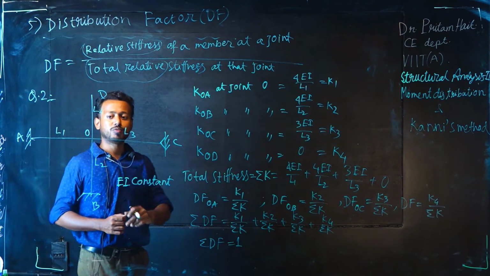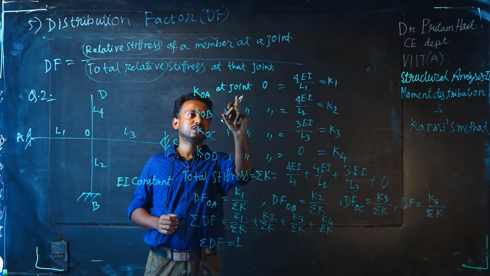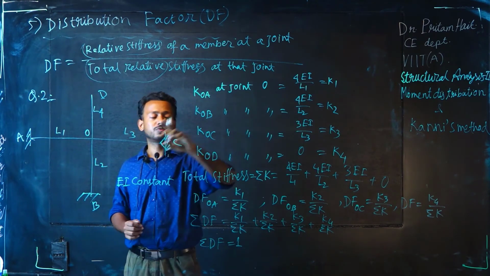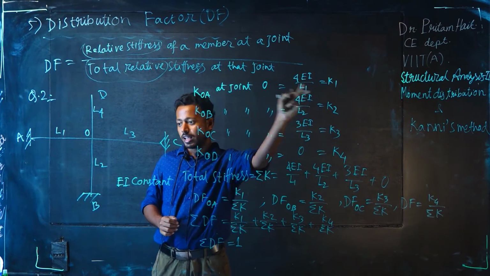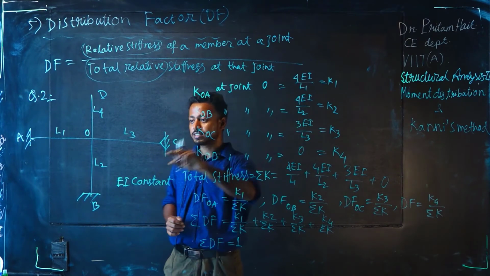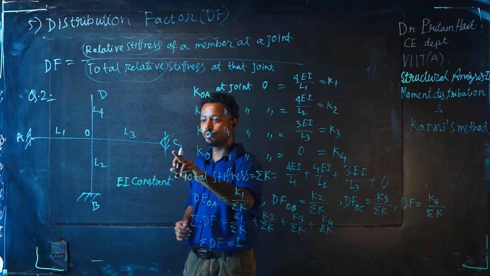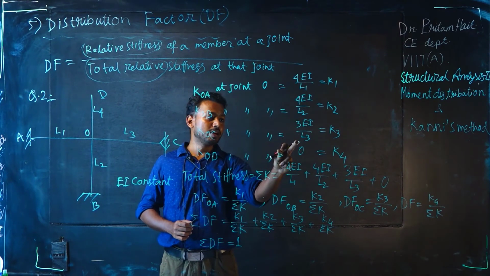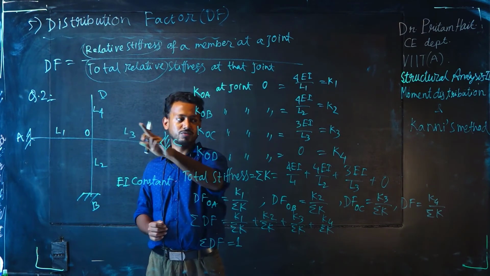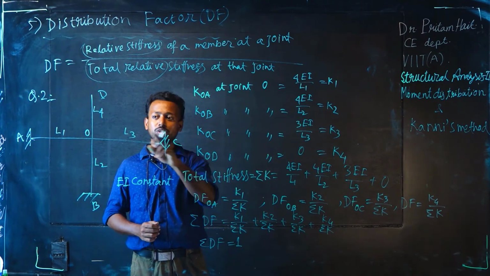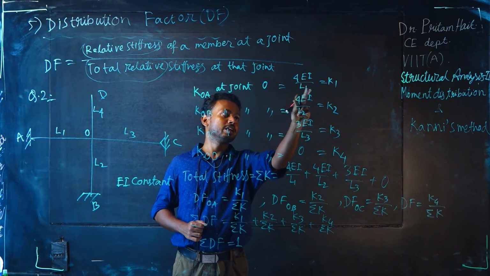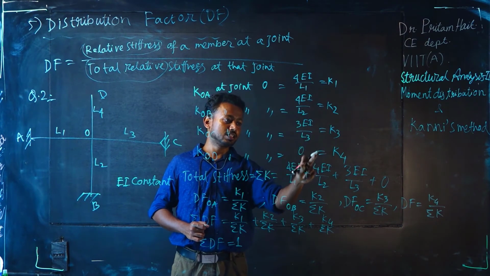So what is the stiffness of OA? The stiffness at joint O, as the far end is fixed, will be 4EI by L1. As the far end is fixed, the stiffness of OB will be 4EI by L2. As the far end is hinged, the stiffness of OC will be 3EI by L3. As the far end is free, no stiffness will be there, so the stiffness of OD will be 0. Let's assume 4EI by L1 equals K1, and this is K2, this is K3, and this is K4.